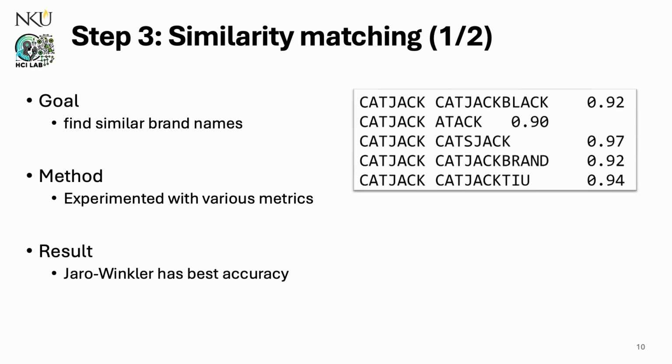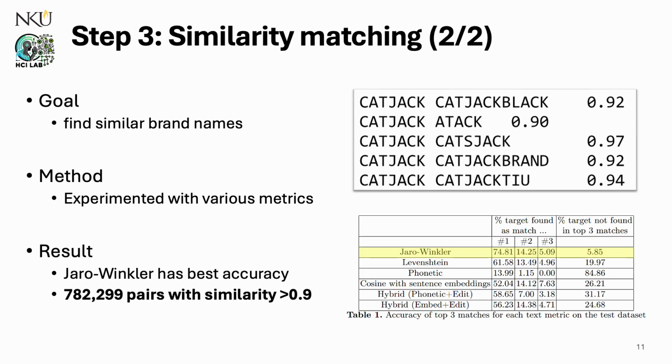It was the most accurate in identifying when two names refer to the same brand. Using the Jaro-Winkler approach, we identified over 782,000 pairs of similar brand names with a similarity score greater than 0.9. This step was key in automatically detecting typos, duplicates, and even naming patterns across the dataset. For instance, it grouped together variations like CatJack and CatJack brand, allowing us to merge them efficiently in later stages. With that foundation, we are ready to validate which of these names represent real existing brands.